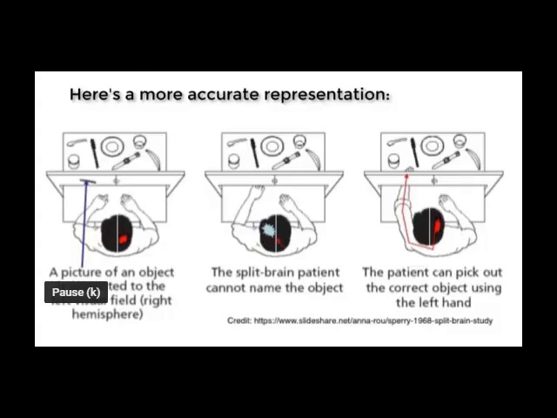So why is this? Again, if an object is placed in the right hand of a split-brain patient, that information goes directly to the left hemisphere because of contralateralization, where it can be processed and named. However, if the object is placed in the left hand, that information goes directly to the right hemisphere. But because the corpus callosum has been severed, it cannot cross that bridge to the left hemisphere where it can be processed and named.